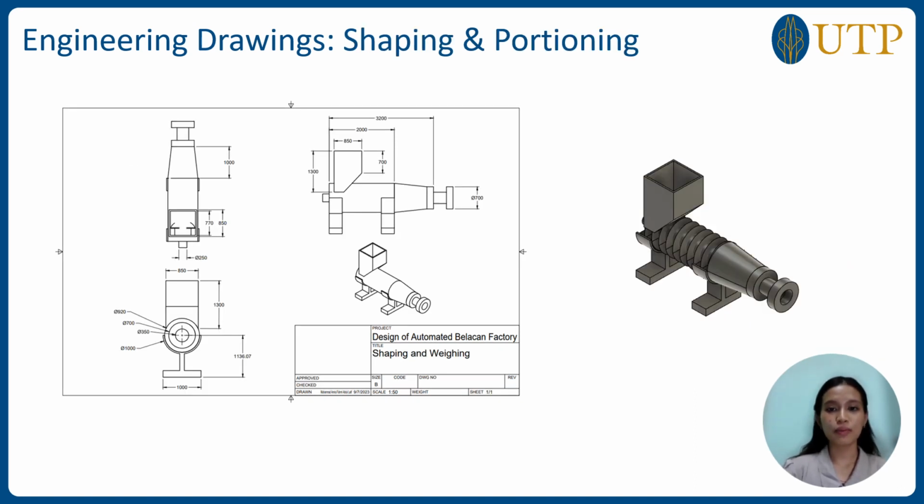Next, the shaping and portioning machine. We have adapted design from an extruder machine to be used for shaping and portioning the belacan. This machine works based on a preset time for it to cut the belacan into desired sizes. We also designed so that it can fit belacan at our desired rate.